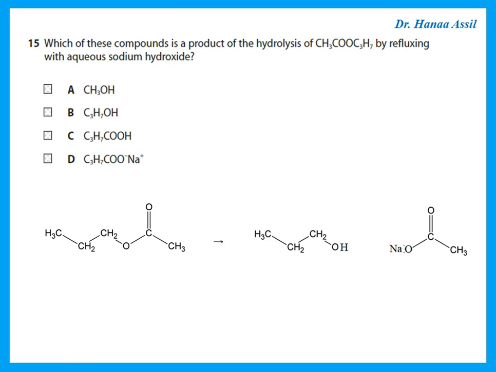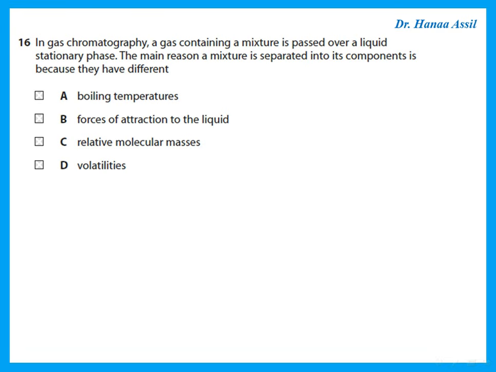Now, which of these are correct? So the one that has B, in B, that is the alcohol. The acid that he gives in C and the sodium salt that he gives in D, all of them are not the correct structures.